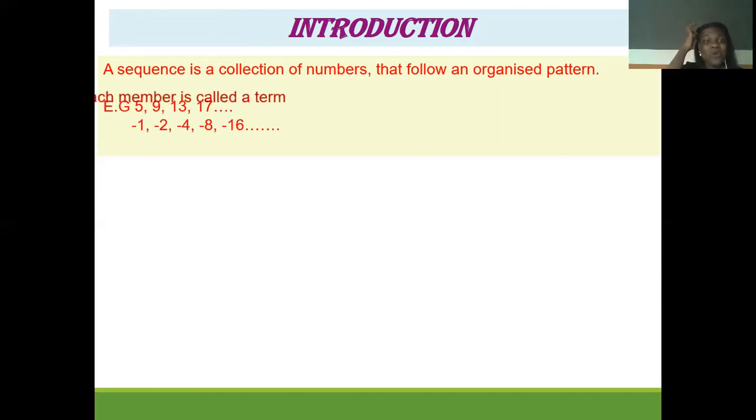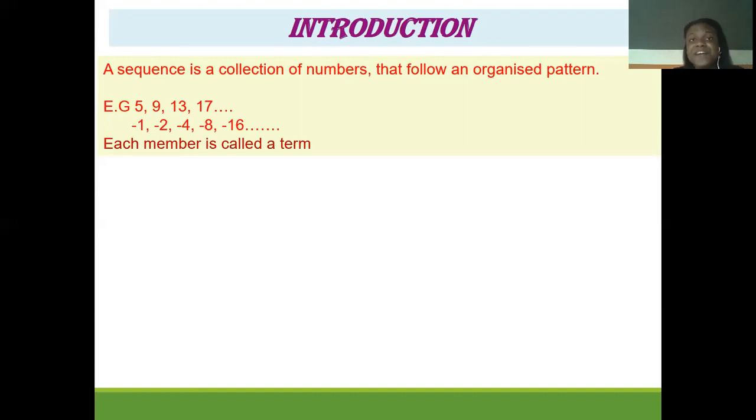Okay, so now, each member of these sequences that we've looked at is called a term. We have the first term, in that first case, which is 5, the second term, which is 9, the third term, which is 13, the fourth term, which is 17, and so on and so forth. So each member of the sequence is called a term.